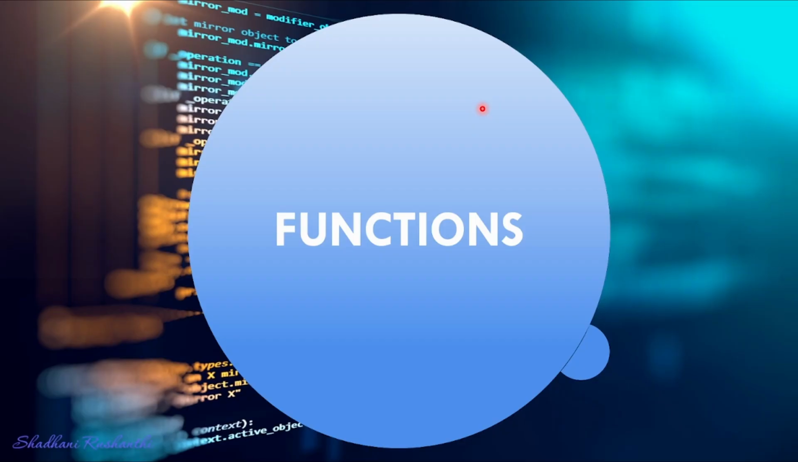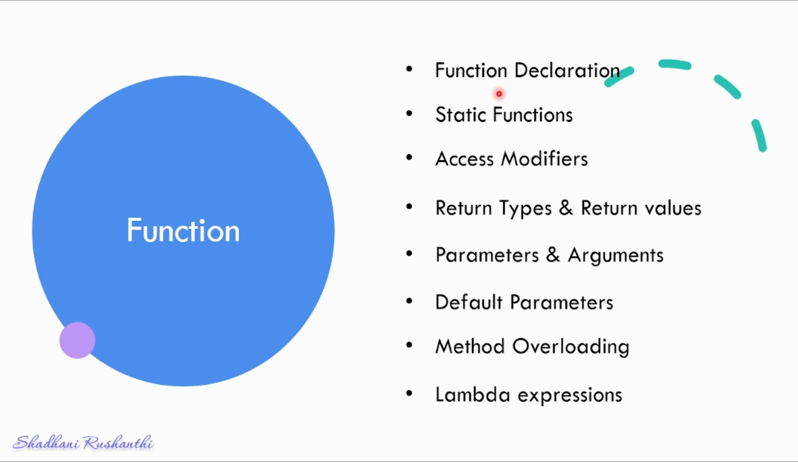In this chapter, let's take a look at functions that are used in programming. To have a deeper understanding of functions, let's learn according to this outline. First, let's learn how to declare a function and what static functions are, what the access modifiers used in programming are, return types and return values used in functions, parameters and arguments used in functions, what default parameters are and how to do method overloading, and finally let's take a look at lambda expressions.